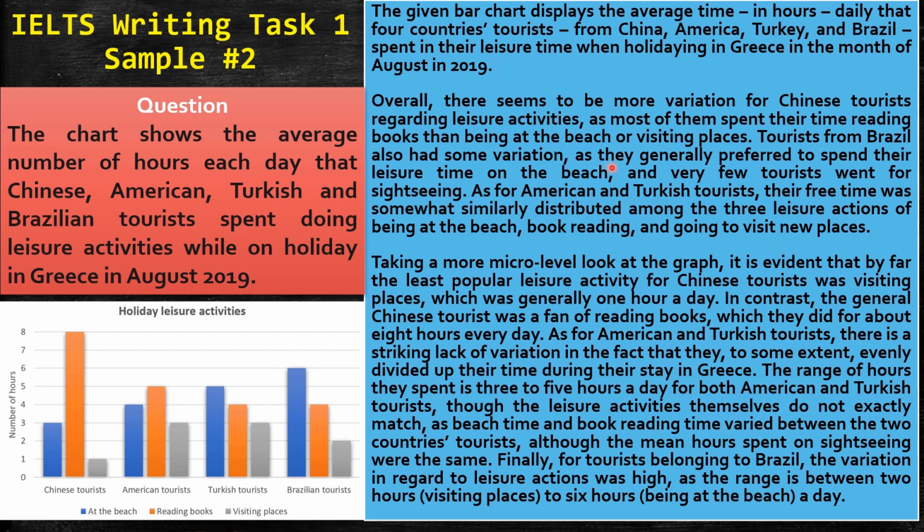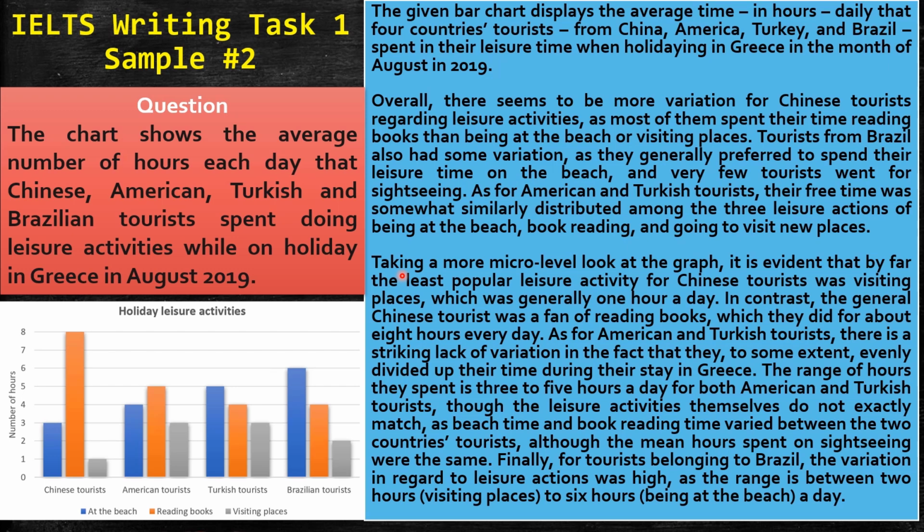So here I have talked about mostly all of the types of tourists, right? All 4 of them. For example, 1 sentence for Chinese tourists, 1 sentence for Brazilian tourists, and 1 sentence for American and Turkish tourists. Why did I keep only 1 sentence for both of them? Because they share some similarities, that's why.